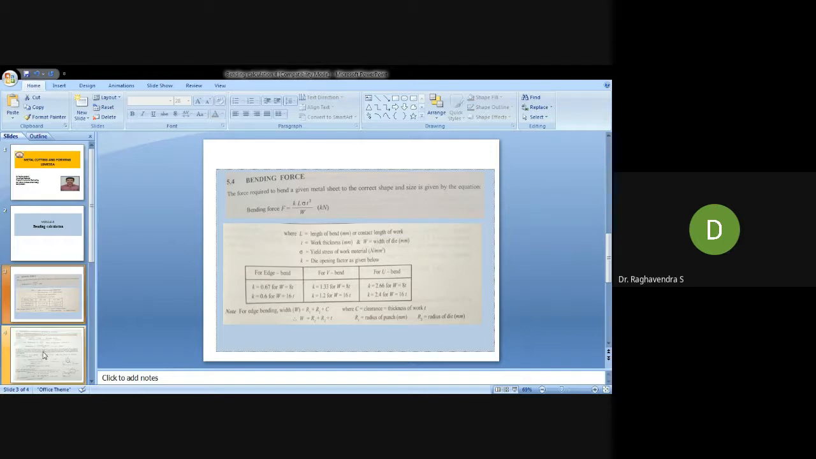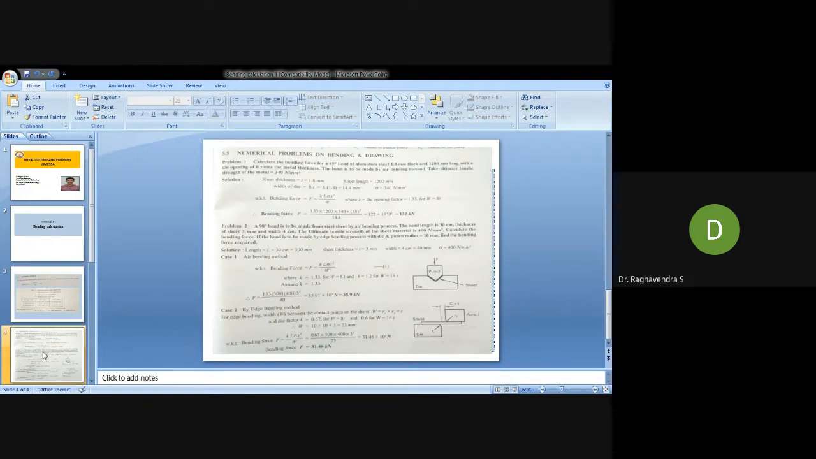Now we go to a small numerical. I hope you can see this. The first question comes like this: calculate the bending force for a 45-degree bend of an aluminum sheet 1.8 mm thick and 1200 mm long with a die opening of 8 times the metal thickness. The bend is to be made by the air bending method. Take the ultimate tensile strength of the material, that is the sigma value, as 340 newton per mm square.